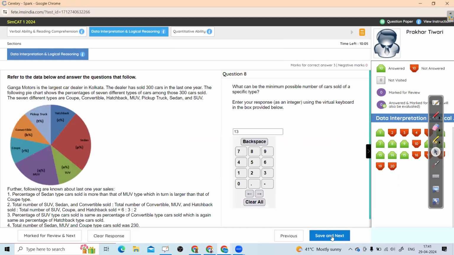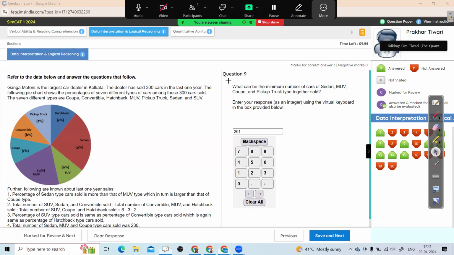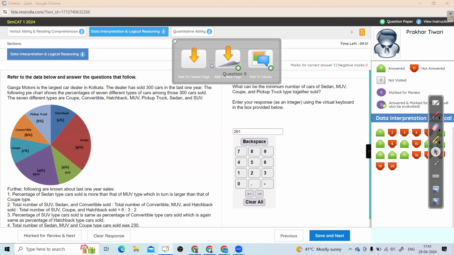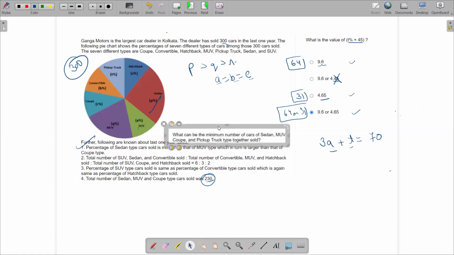This won't help me. This can help me. What can be the minimum number of cars sold of a specific type? Okay. This can help me. And what can be the minimum number of sedan? Yes, this question will for sure, as soon as you read this, add to current page. Okay. You should be able to spot this.